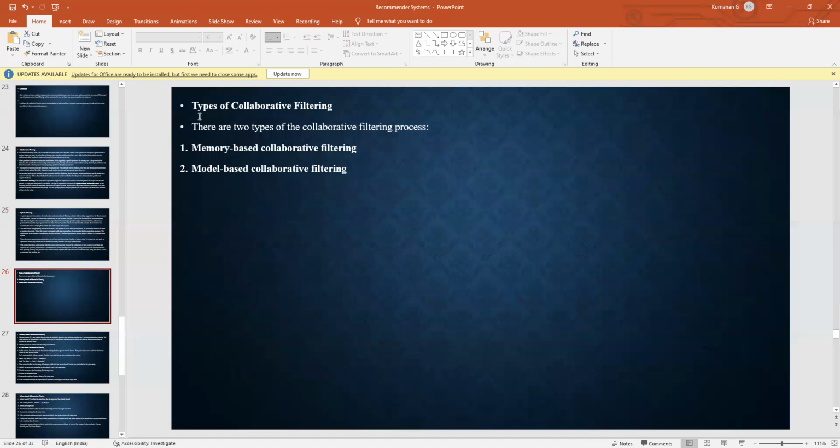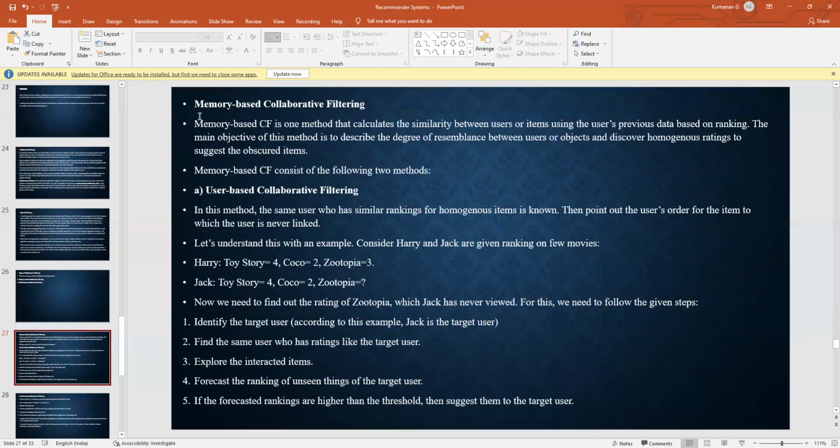Types of collaborative filtering. There are two types of collaborative filtering: memory-based collaborative filtering and model-based collaborative filtering. Memory-based collaborative filtering is a method that calculates the similarity between users or items using the user's previous data based on ranking. The main objective of this method is to describe the degree of resemblance between users or objects, and it discovers homogeneous ratings to suggest the unseen items. Memory-based consists of the following two methods.